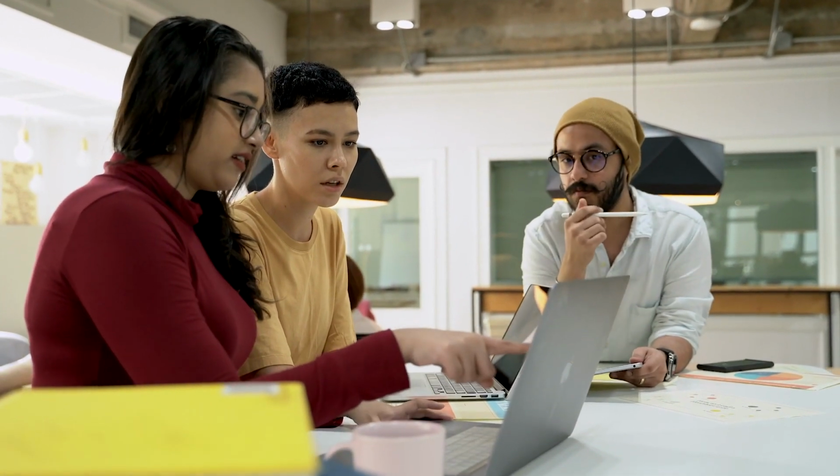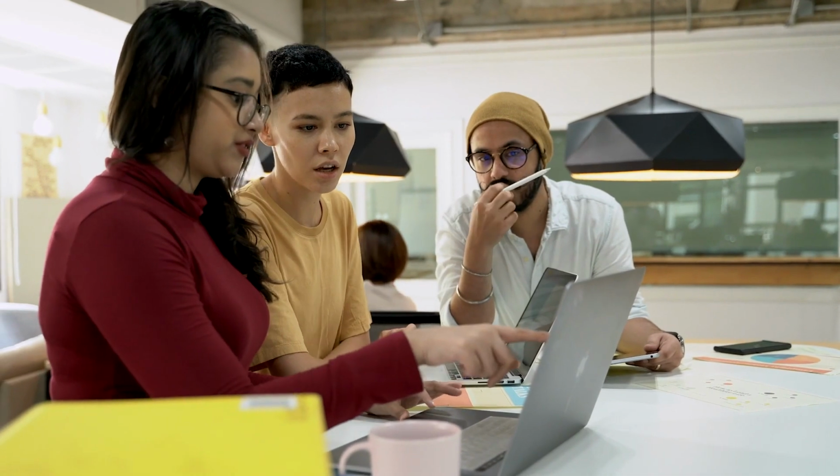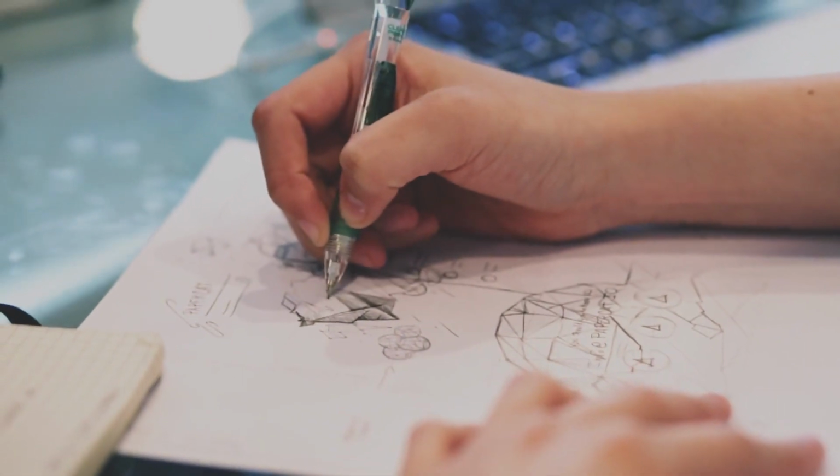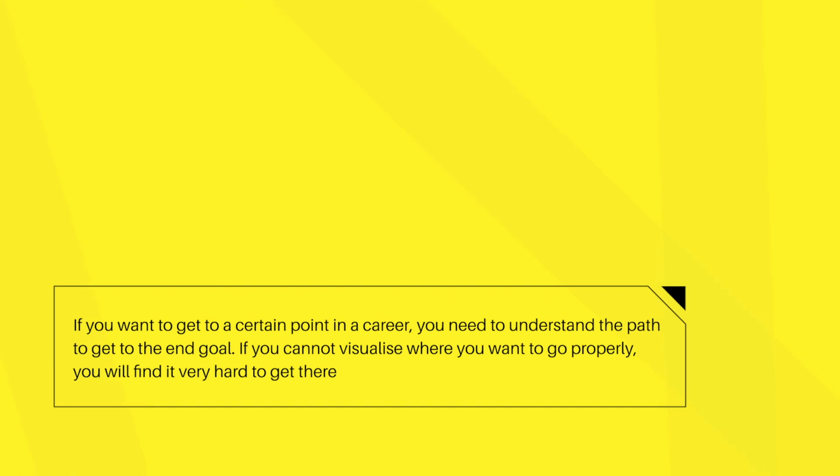Now I feel that many people who enter a graphic design course, or courses in general, don't really have the end goal in mind properly. They might know that they want to become a designer, but they don't fully understand what that means or how to get there. I've found in life that if you want to get to a certain point in a career, or maybe something spiritually speaking, you need to understand the path and how to get to the end goal. If you cannot visualize where you want to go properly, you're going to find it very hard to get there.